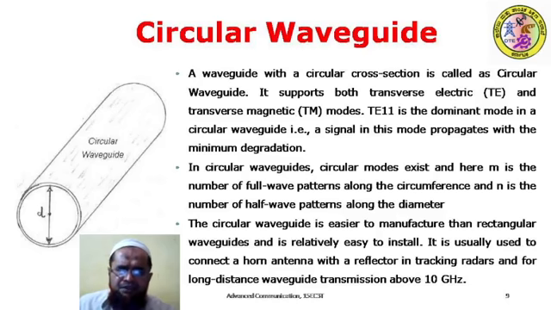The circular waveguide is easier to manufacture than the rectangular waveguide, and it is relatively easy to install. It is usually used to connect the horn antenna with the reflector in tracking radars for long distance waveguide transmission above 10 gigahertz. So basically, circular waveguides are used in radar systems and to feed the horn of a reflector, and the frequency used is above 10 gigahertz. These are the points we need to remember with respect to circular waveguides.